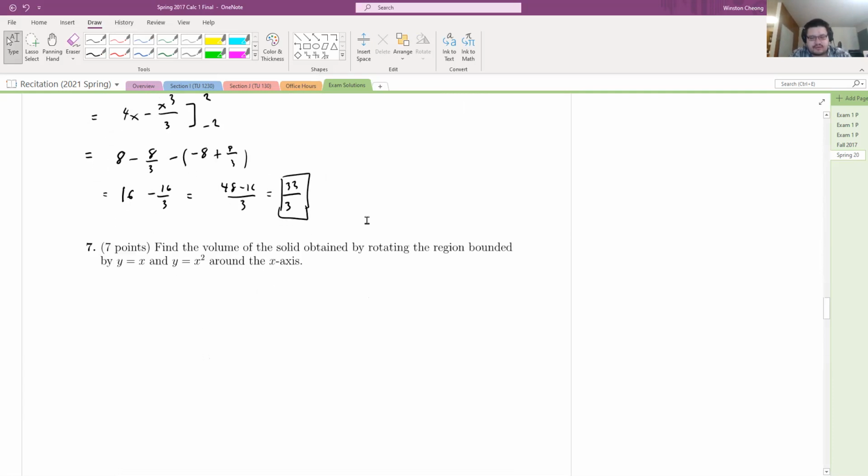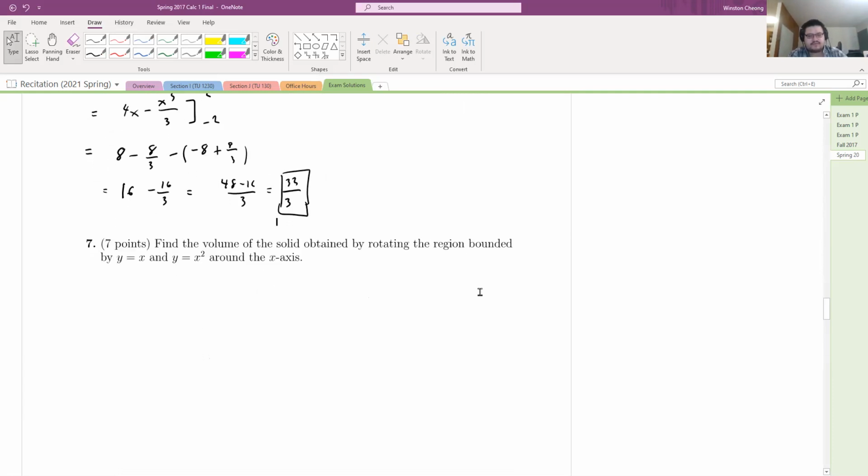Okay, and number 7, find the volume of a solid, rotating the region bounded by x and, oh, I think this is a trick question, actually. This is one of those trick question things, because the second intersection point, I think, is not where you expect it to be. And it could be wrong, but I sort of see it. No, this is too easy. I was thinking of something else.